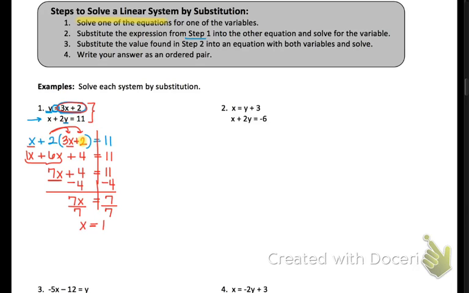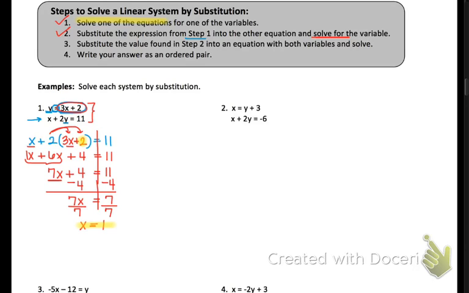So what we just did was step 1, we got a variable by itself. Step 2 was to substitute into the other equation and solve for the variable. Now we're on to step 3. Step 3 says substitute the value you found in step 2, that was x equals 1, that's what we just figured out, into an equation with both variables and solve.